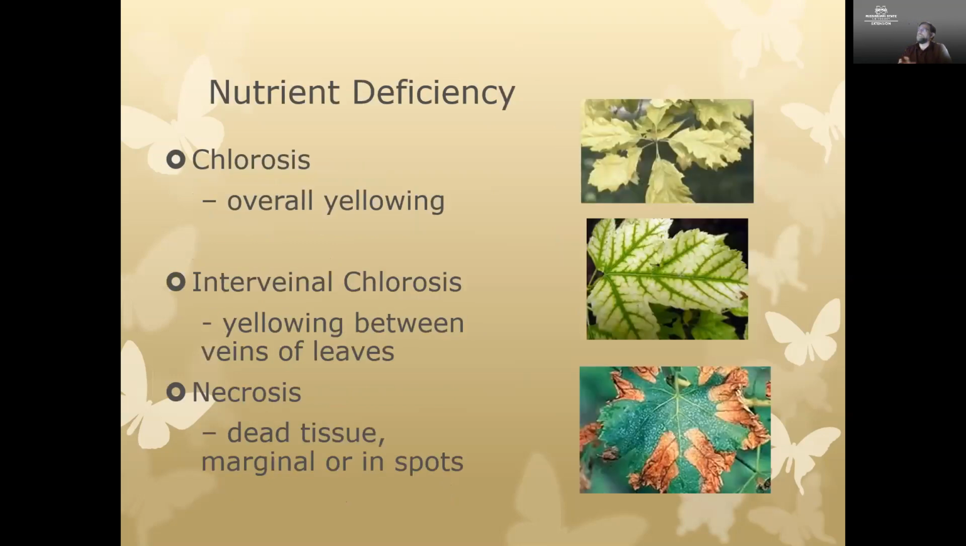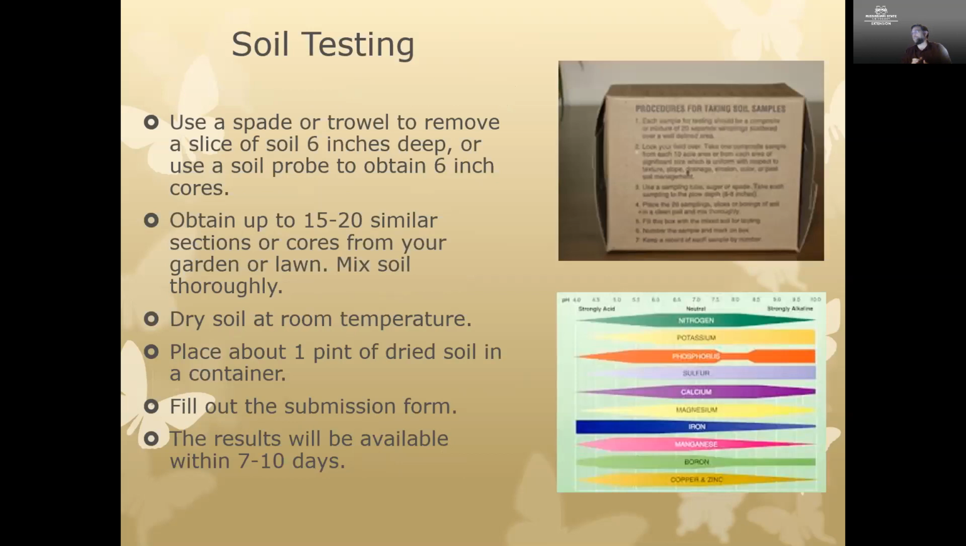Some symptoms that we might see in nutrient deficiencies: chlorosis is really yellowing, a really general sign of nutrient deficiencies. That might be interveinal chlorosis, where we have that symptom appearing, leaving that dark green color on the veins and then the yellow color in the space between those veins. We also may see necrosis, either marginally or in spots, which is just dying tissue on the leaf, as a sign of these nutrient deficiencies.